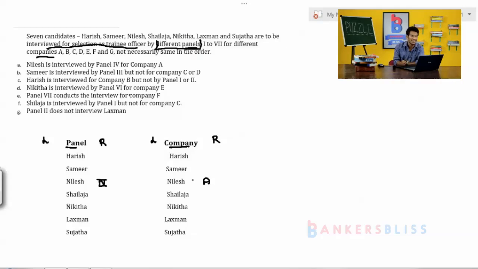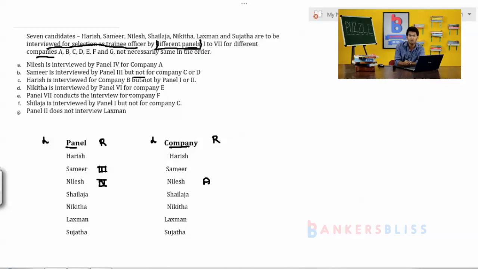Is it simple? Yeah. Next one, Samir is interviewed by panel 3. Here panel is the heading. Where is Samir? Samir is here, and Samir is interviewed by panel 3. Is it clear? Why am I writing this? Because it is positive information relating to this person. Is it finished? Next, but not for company C or D. Look here, when we have terminology like not, does not, no, we have to consider it as negative information.